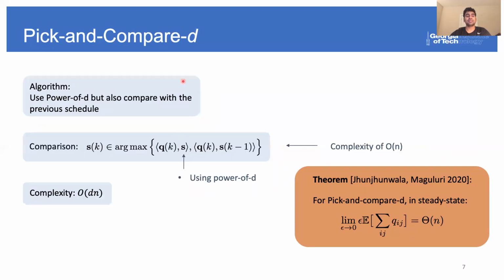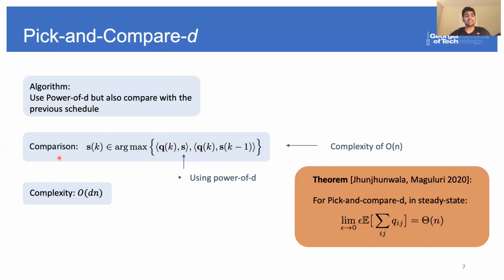Next algorithm is pick and compare D. Pick and compare D is a one-step modification of power of D. So in pick and compare D, you sample a schedule using power of D, which is S here, and then you compare it with the schedule you used in the previous time slot, S K minus 1. And you choose the schedule which is better among these two.